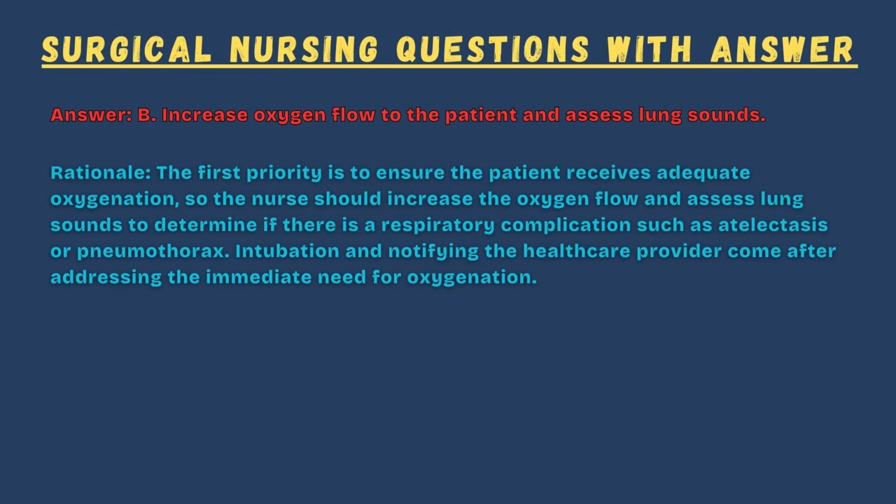Answer: B. Increase oxygen flow to the patient and assess lung sounds. Rationale: the first priority is to ensure the patient receives adequate oxygenation, so the nurse should increase the oxygen flow and assess lung sounds to determine if there is a respiratory complication, such as atelectasis or pneumothorax. Intubation and notifying the healthcare provider come after addressing the immediate need for oxygenation.